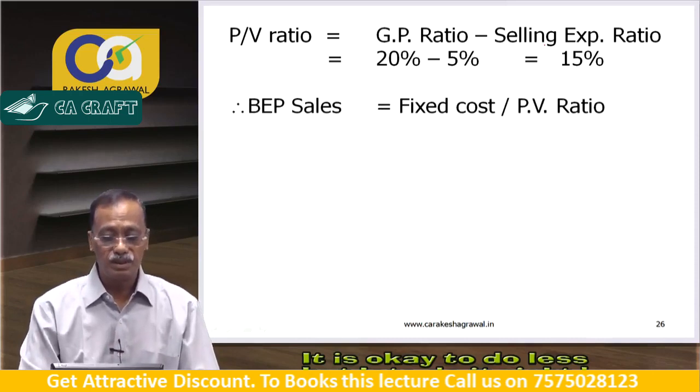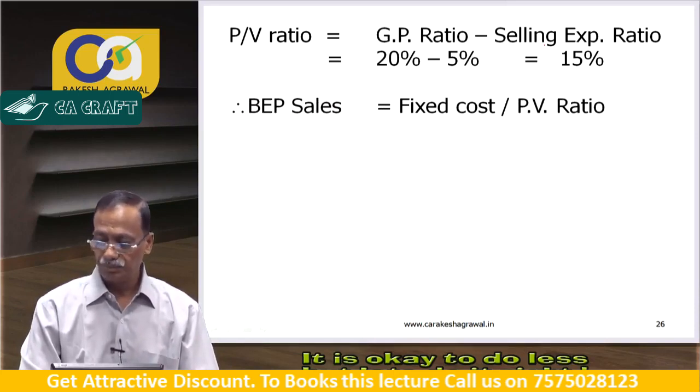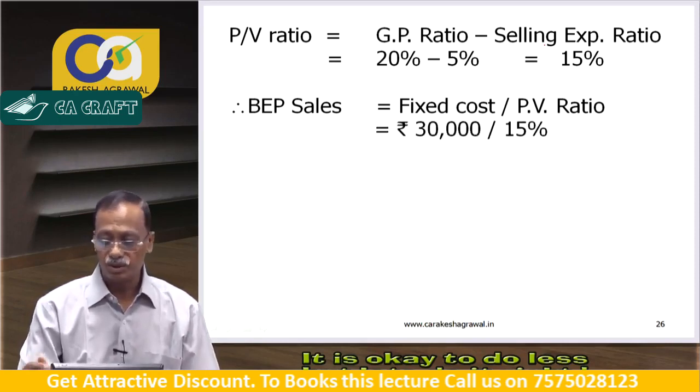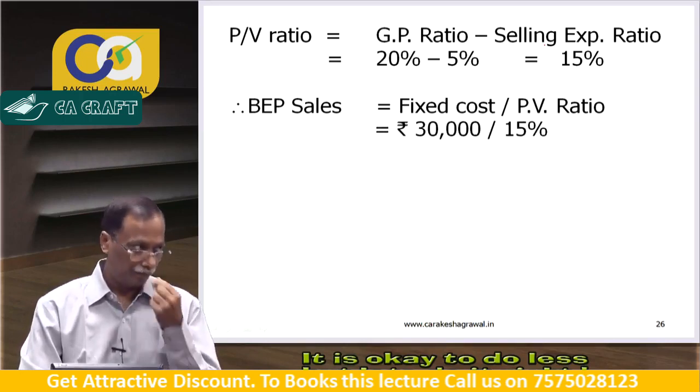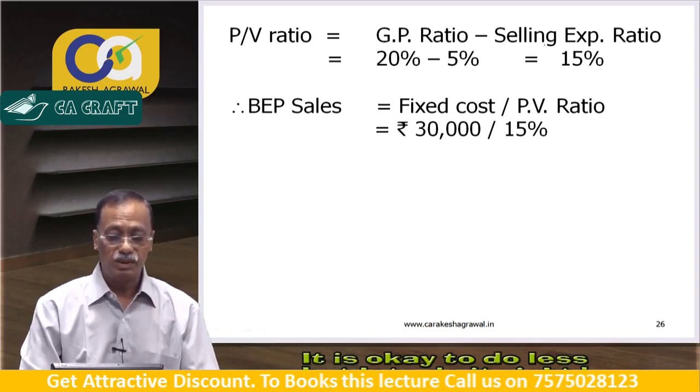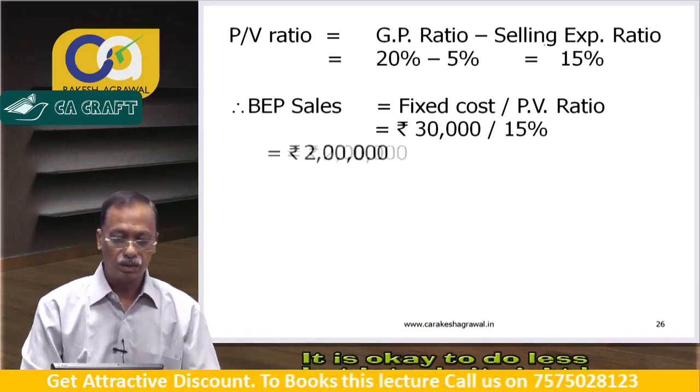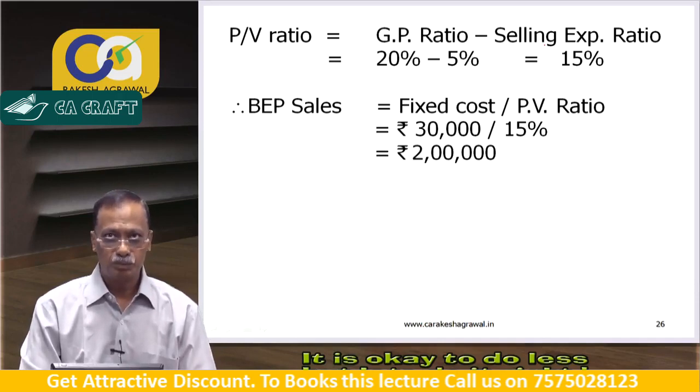Now BE sales is equal to fixed cost upon PV ratio. Fixed cost is given to you in the question: rupees 30,000 divided by 15%, which is equal to rupees 2 lakh.